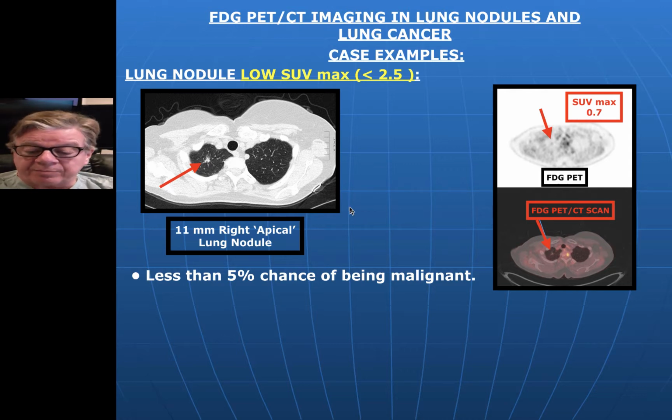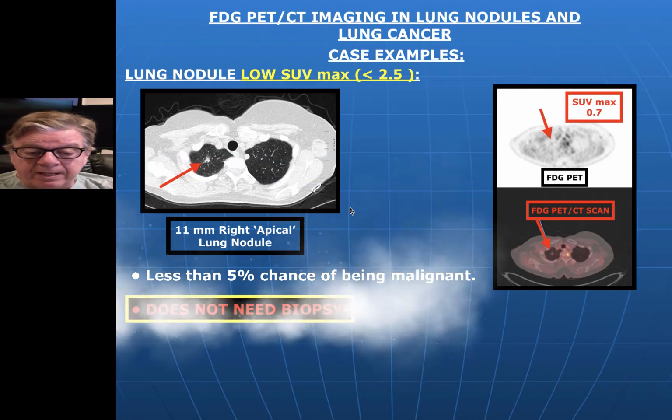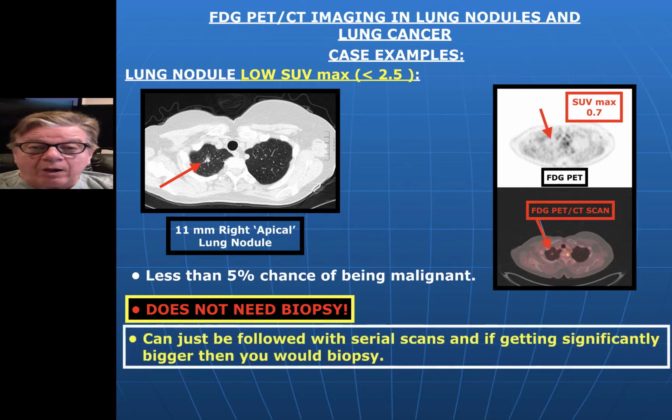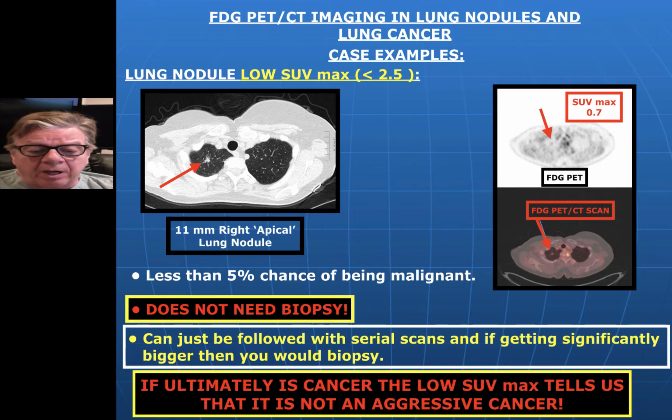So as I've said, less than a 5% chance of being a cancer. So this patient does not need a biopsy. We now follow this patient with just serial PET scans, and if it gets significantly bigger or takes up more sugar, then it doesn't mean it's cancer, but you would need to get the biopsy, and that would be reasonable. But in addition, it isn't just guiding you about the biopsy.